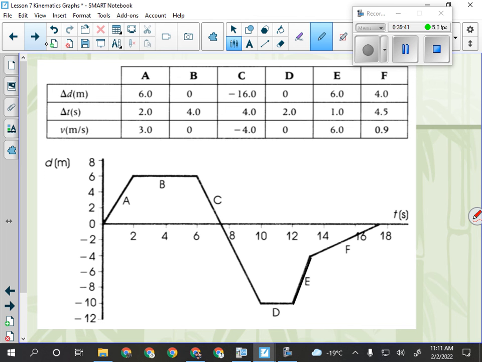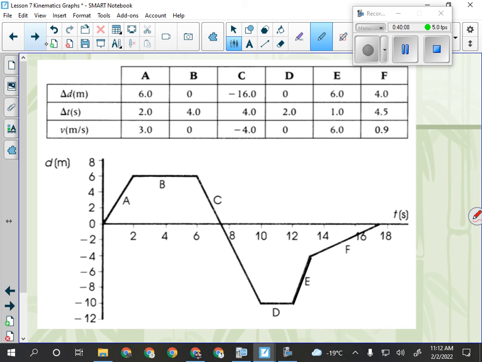So this is a position versus time graph. It's obviously not a single linear function, so we won't be using y equals mx plus b for this graph. But could I still ask you to calculate for me the total displacement? What is the total displacement? 0.